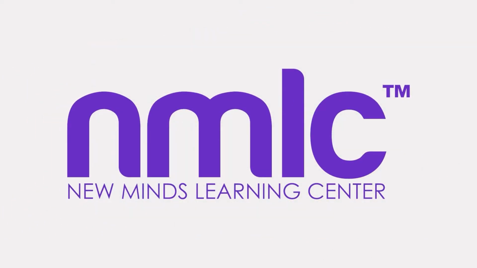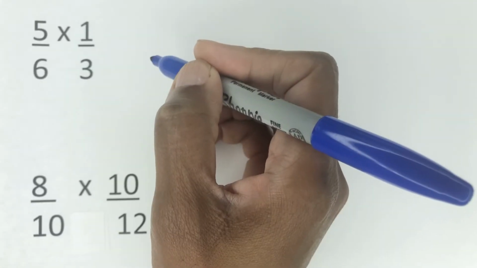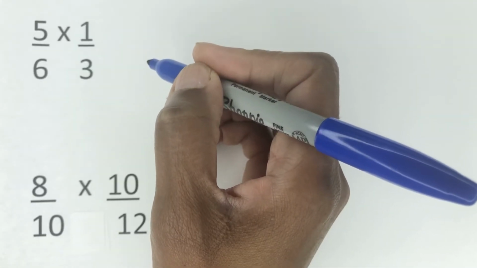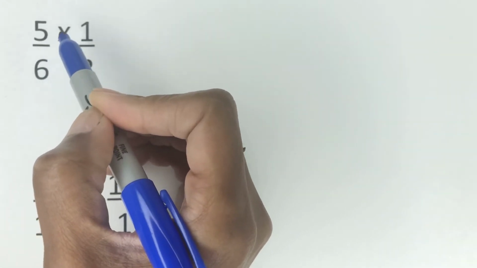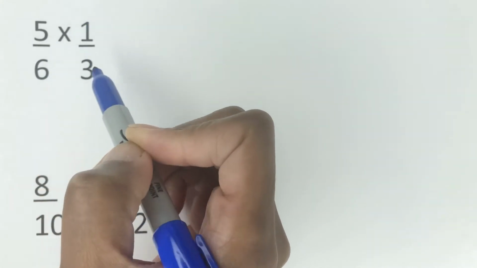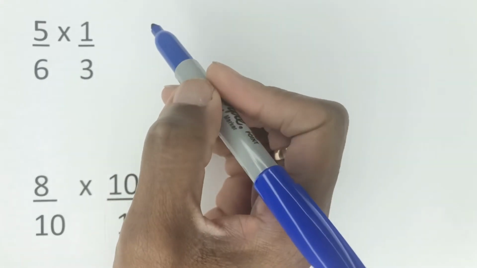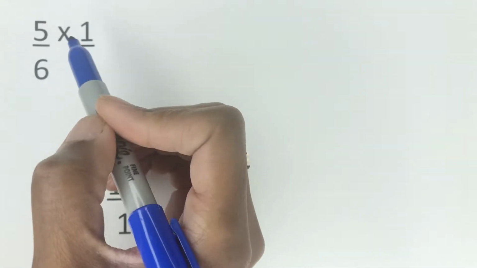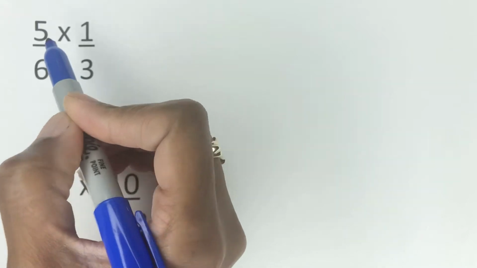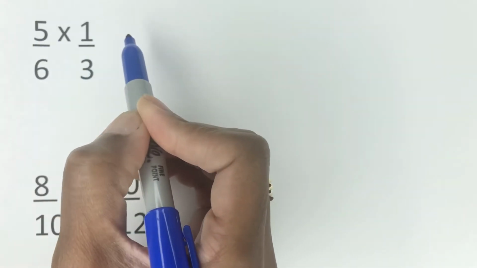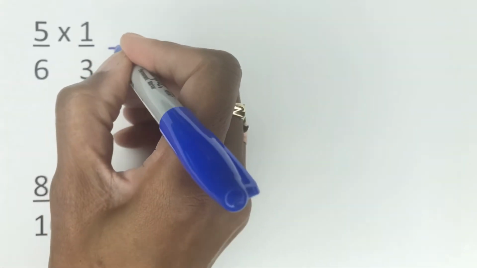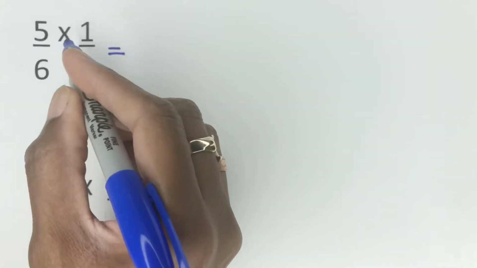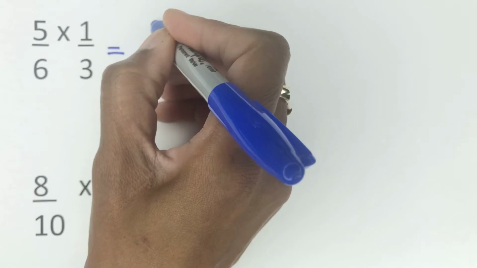I have two multiplication questions here, so let's take the first one. So here we have 5/6 times 1/3. The beauty of multiplication and multiplying fractions specifically is that you simply go straight across from left to right. So 5 times 1, let's put our little equal sign here. So 5 times 1, that's going to give us a 5.